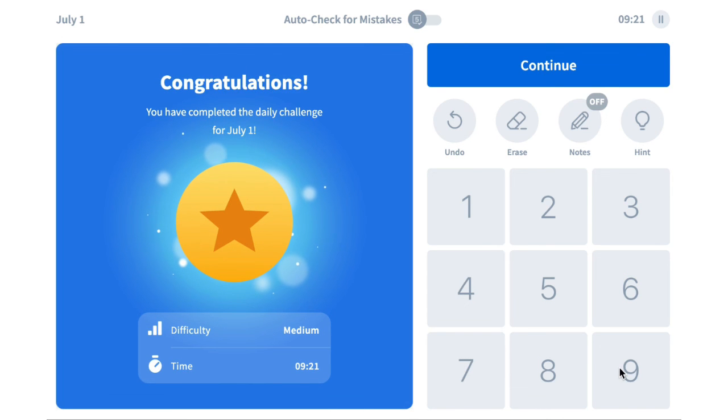We solved it. A new month. The first puzzle of the new month, and we solved it in under 10 minutes.